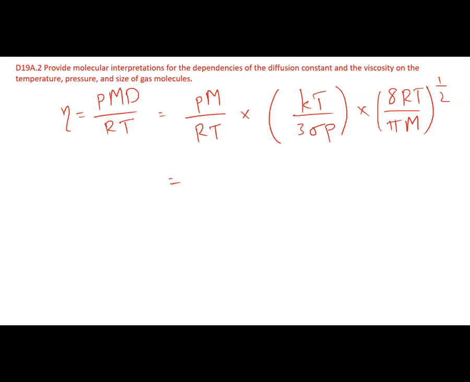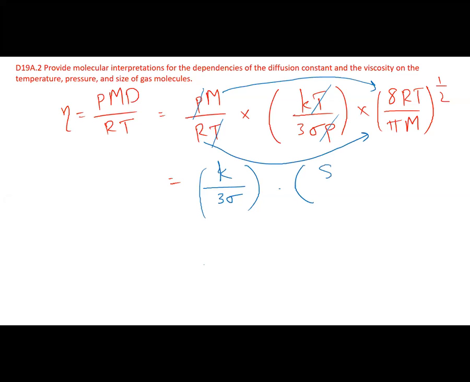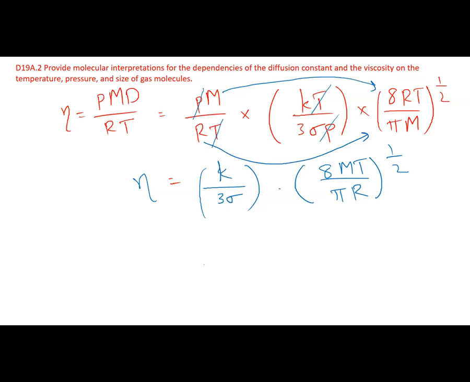We can cancel a few of the terms here. This pressure and this pressure term get cancelled. T and T get cancelled. What's left is k over 3 sigma, and I'm going to take this m, T and R into the power, and then we rearrange this term. It becomes 8mT over pi R, power half. This is also another equation which we use quite a bit. Make sure that you know this.